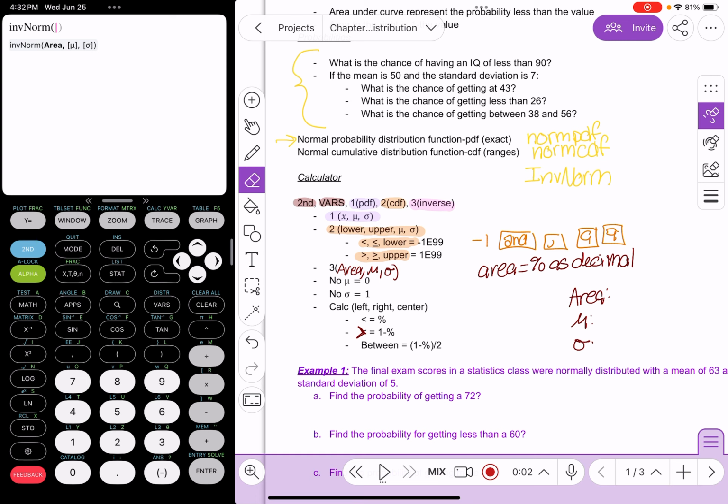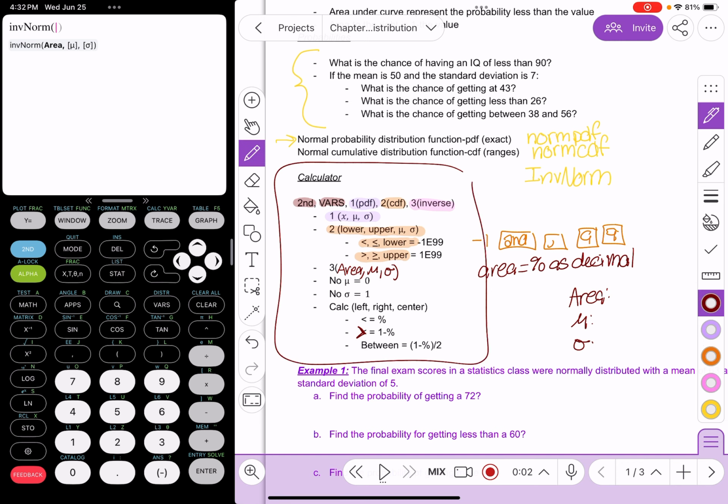Calculator or the website. On the app, you have to do a little bit of math when it's less than, greater than, or between. And I'll show you as we go. But those are just some quick notes. You will have this part on the note sheet. I just wanted you to kind of see that.